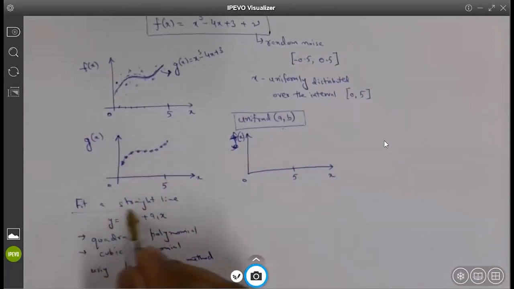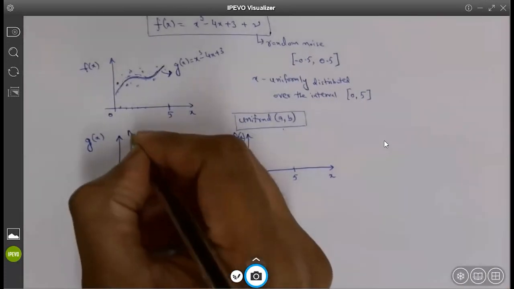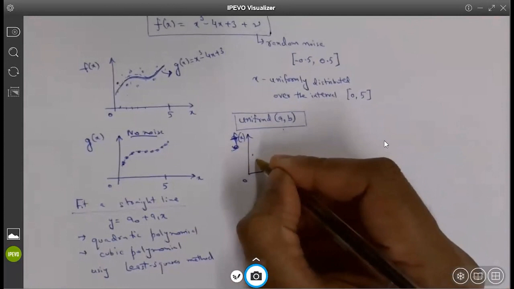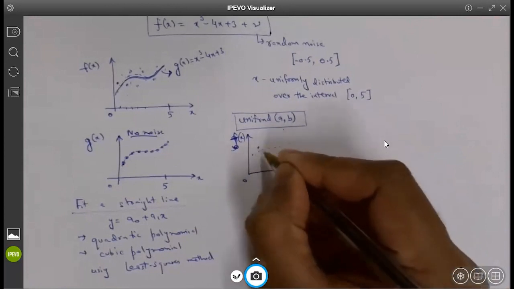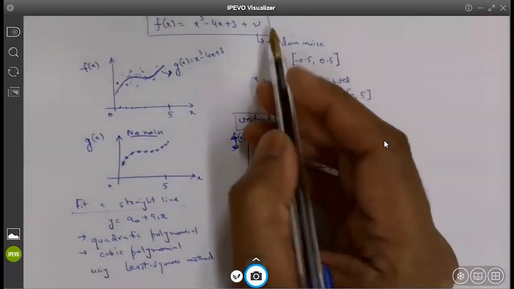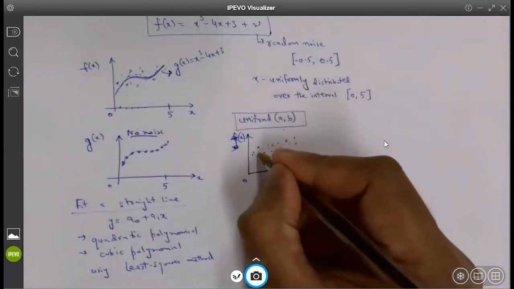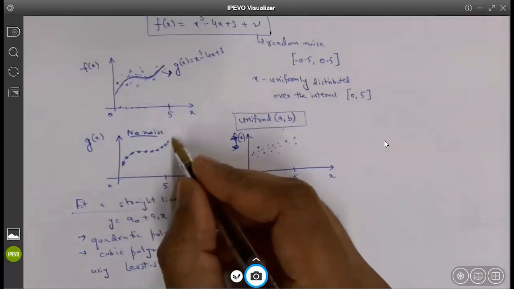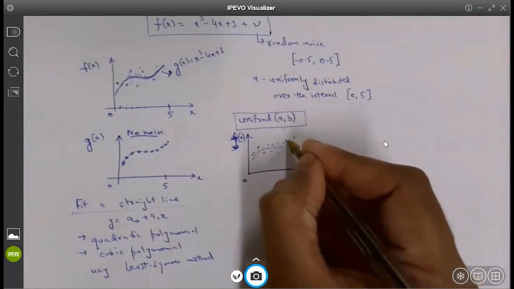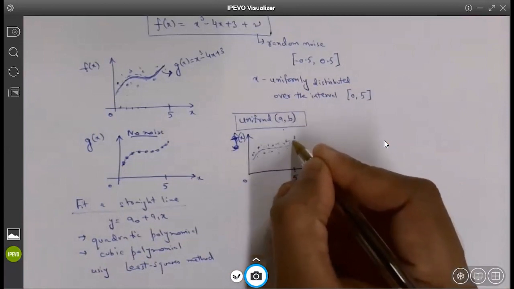So basically you have to fit a straight line using these data points. If there is no noise, the data points lie on the curve, but with a random noise they will not be on the curve. This noise is generated again with a function, but within the interval minus 0.5 and 0.5. So the data points will be scattered; they will follow the trend, but will not lie on the function because there is noise associated with it.